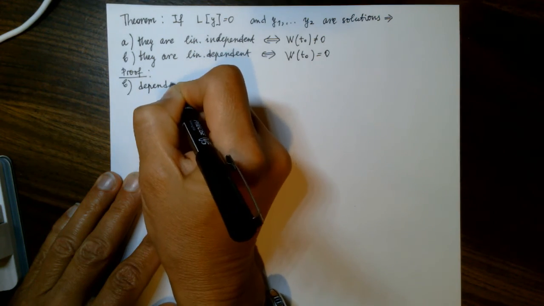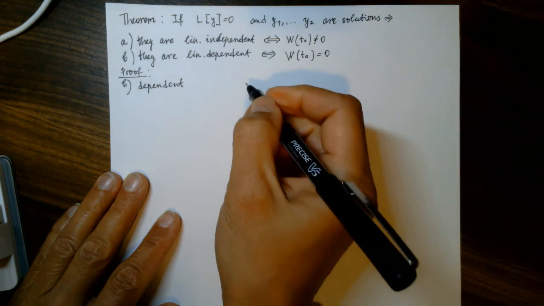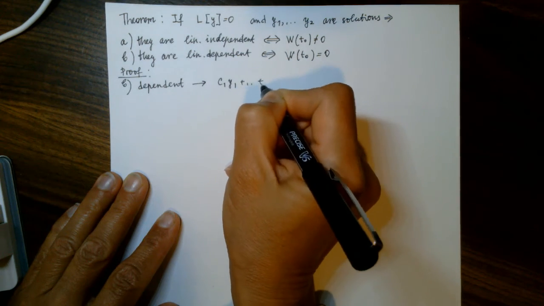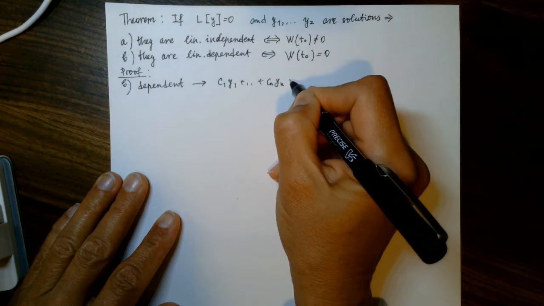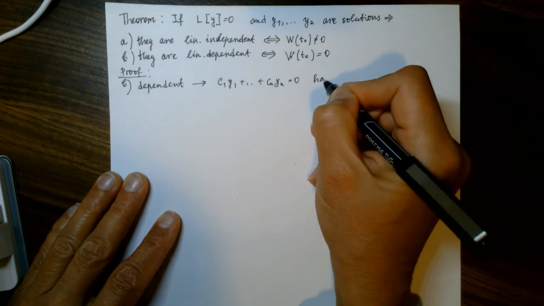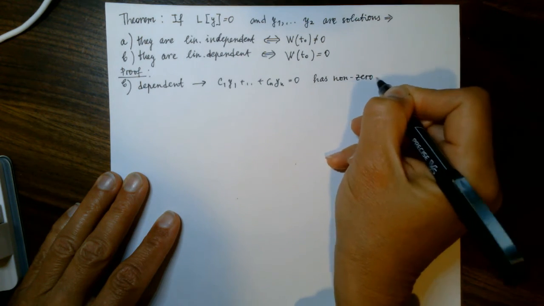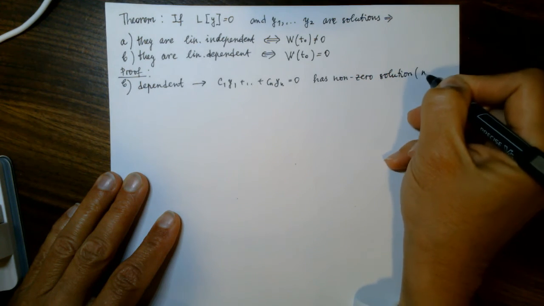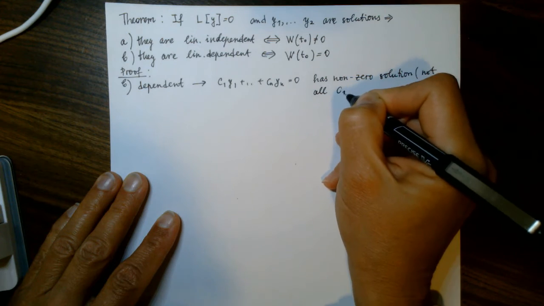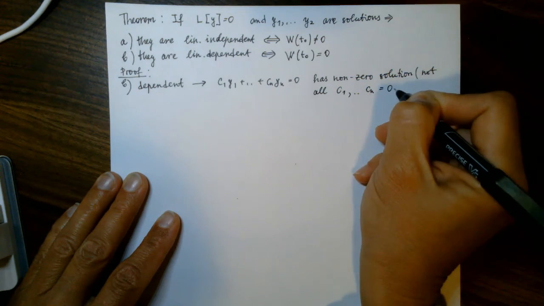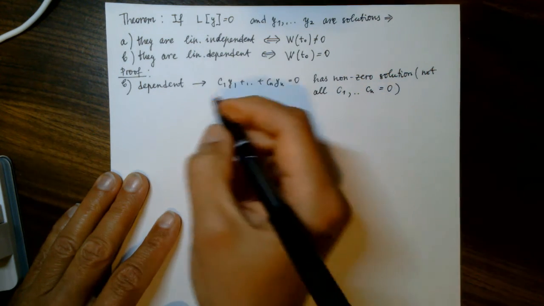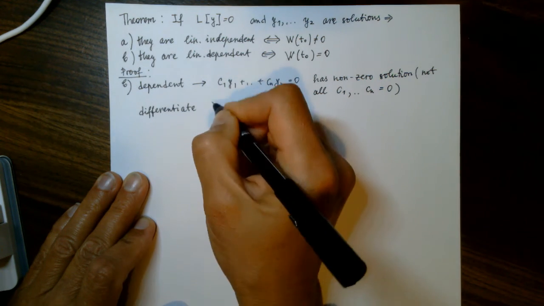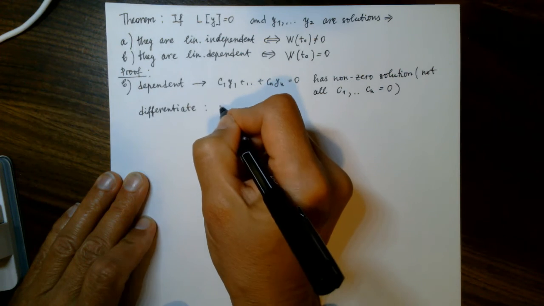Why do we like the Wronskian at t0? Well, because that's our initial conditions, right? We plug in t0 and we can calculate all values of initial conditions. I'm going to start proving with part B of the theorem, and I'm going to do the proof as: if the functions are dependent, then the Wronskian is equal to 0. So if they're dependent, it means that a linear combination of the functions has a non-zero solution. There are some constants which are not equal to 0, and this equation is making a true statement.